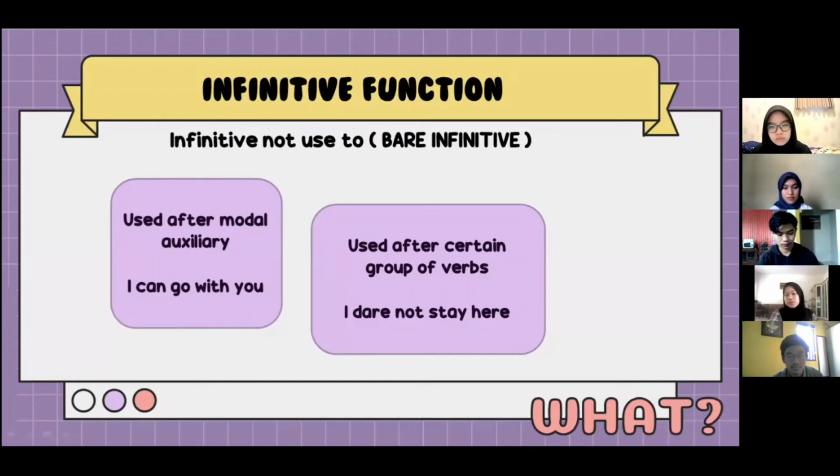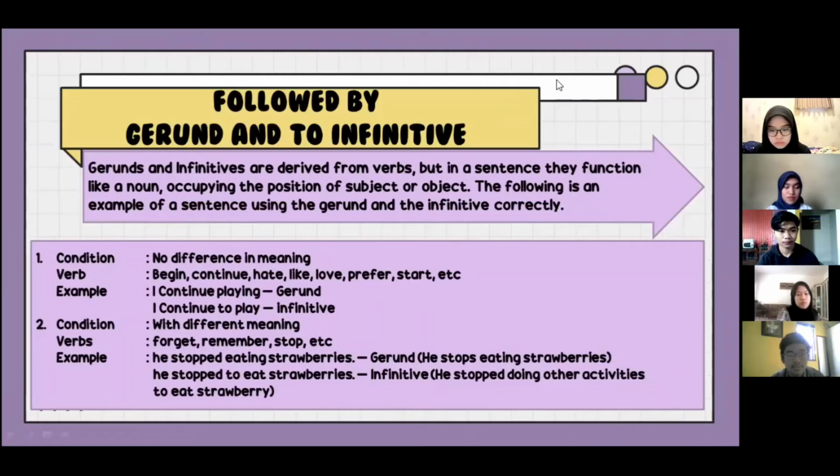And then used after a certain group of verbs. Example, I dare not stay here. Dare not in the sentence is a certain group of verbs, and then stay is the infinitive, so the infinitive is used after a certain group of verbs. Followed by gerund and to infinitive. Gerunds and infinitives are derived from verbs, but in a sentence they function like a noun, in the position of subject or object. The following is an example of a sentence using the gerund and the infinitive correctly.